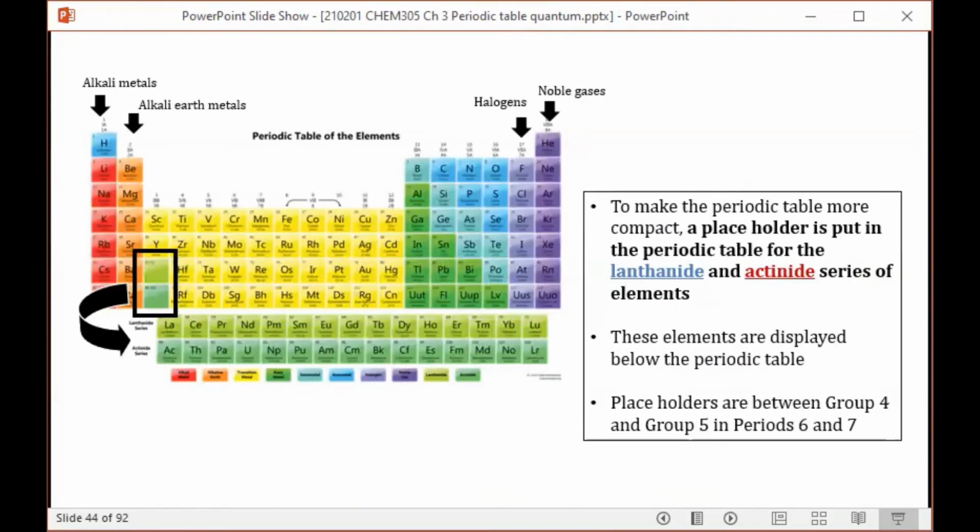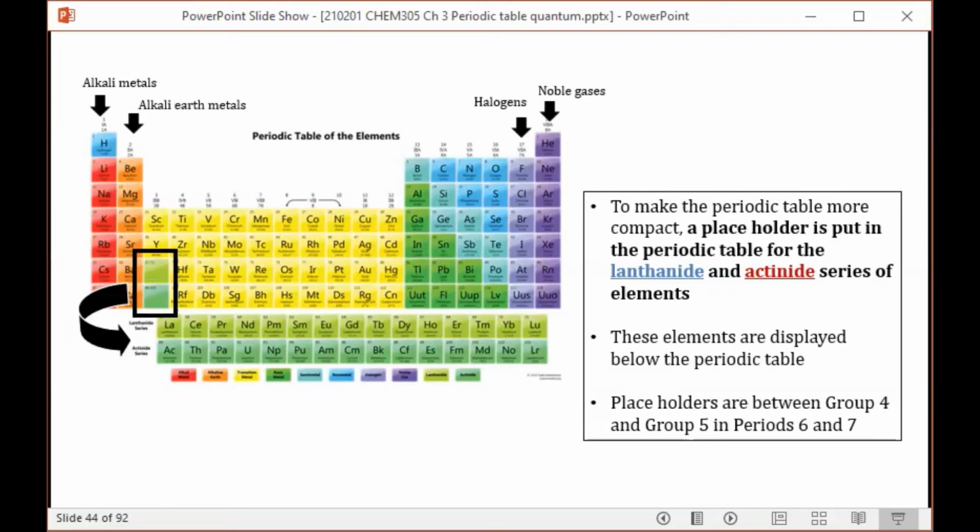So we've got the alkali metals, the alkaline earth metals, the halogens, and the noble gases. And then we have this part of the periodic table that kind of looks like it was cut out and taped or pasted below. And that's a great description because that's actually kind of what happened. To make the periodic table more compact, a placeholder was put in the periodic table for what we call the lanthanide and the actinide series of elements.